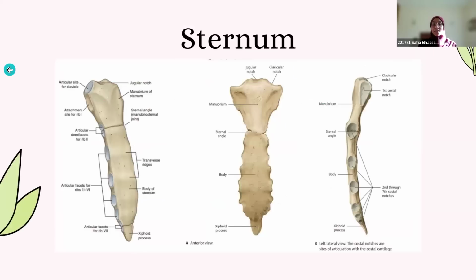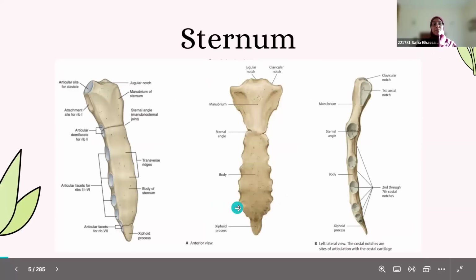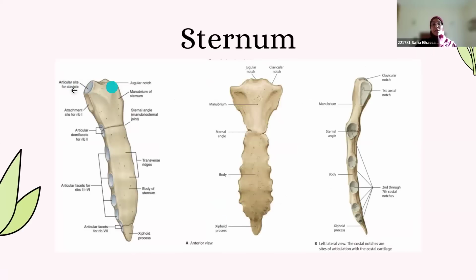So let's start by talking about the sternum. The sternum is a wide and flat bone that's located anteriorly, and it has three parts to it. You have the manubrium, which is the most superior, you have the body, which is in the middle, and you have the xiphoid process. So let's start off with the manubrium. The manubrium has an articular site for a clavicle, so it articulates with your clavicles on both sides, and it also has a jugular notch. The jugular notch, you can actually feel it. If you start at your clavicle and you go more medially, you'll be able to feel the jugular notch.